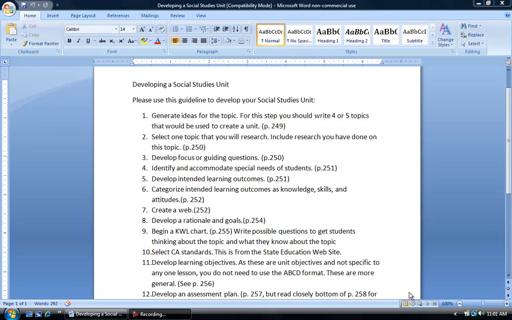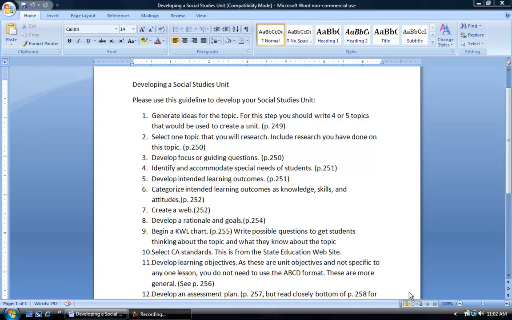So you may need to think about that as you are planning your unit, and of course you think about all of the needs of your students. This is also a place where you might think about multiple intelligences and how you're going to address those in your unit as well.